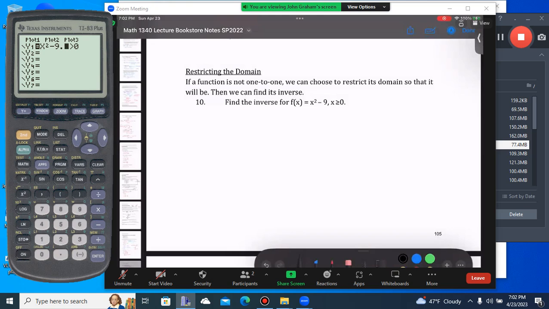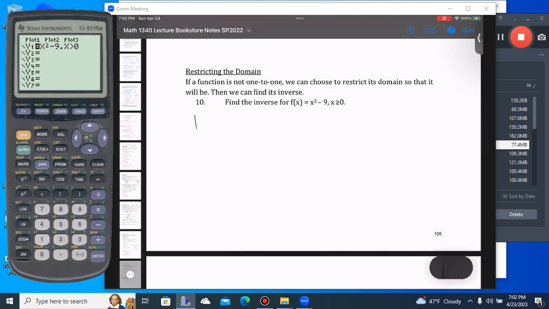All right, it's fine. We can just kind of draw it where it doesn't include that. We're only going to include y greater than or equal to 0. So that's everything on this side. Okay. Now it's one-to-one.